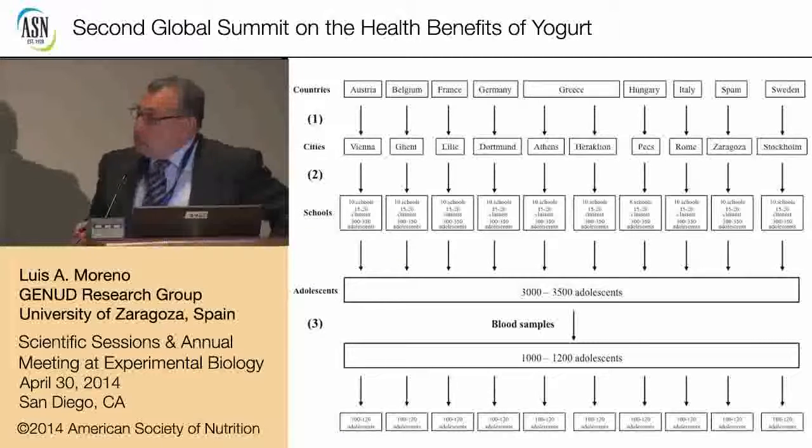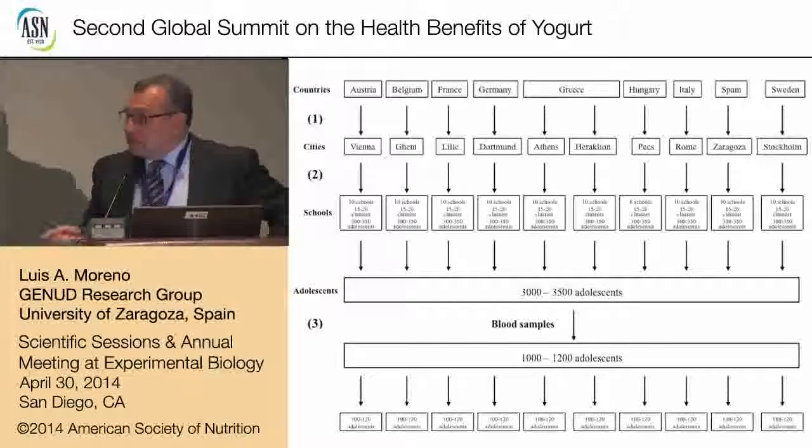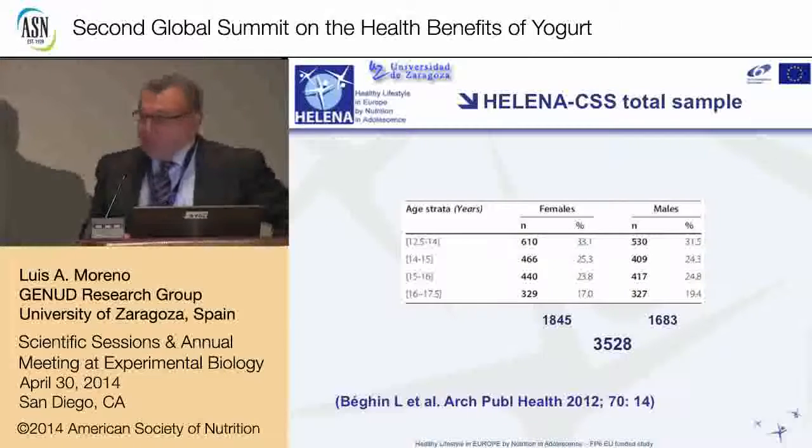And the aim was to recruit at least 350 adolescents per city, and at the end, in between 3,000 and 3,500 adolescents. And from the beginning, because we were planning to make an extensive assessment of the nutritional status in the blood, we decided to only obtain blood samples in one third of the total study sample, so at the end, in between 1,000 and 1,200 adolescents. In reality, we were able to recruit 3,528 adolescents, 1,845 females, and 1,683 males.